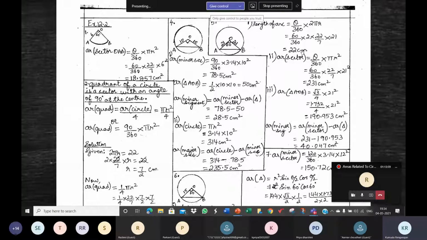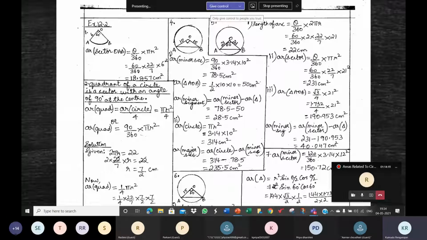What's the next one? The next one is to find the area of the sector formed by the arc. So you know the area of the sector is theta by 360, 60 by 360 into pi r square, 22 by 7 into r square, 21 into 21.